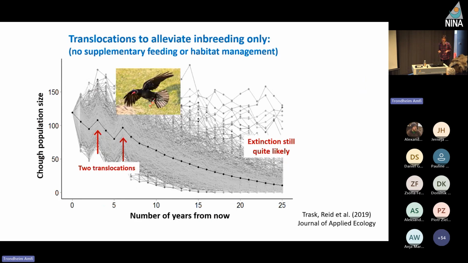If we do translocations to alleviate inbreeding, but no supplementary feeding or habitat management, actually the position doesn't really change that much. So in these simulations, we had 2 translocations, I think of 25 individuals each time, 3 years apart, and you can see that it slows down the decrease a bit, but doesn't really alter the direction of travel.